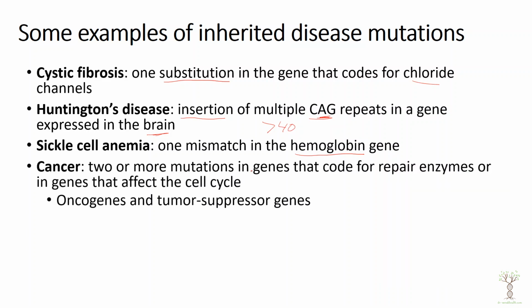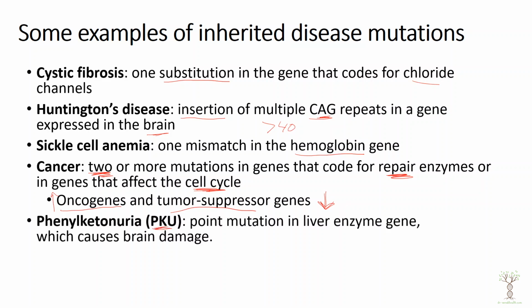With cancer, there are usually 2 or more mutations, and they usually affect either the cell cycle or DNA repair enzymes. The 2 main categories of genes that affect the cell cycle are oncogenes, which will increase cell division, and tumor suppressor genes, which are normally supposed to decrease cell division. If they're mutated, then mutated cells will continue to replicate.